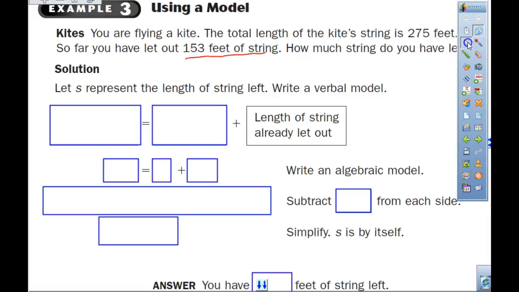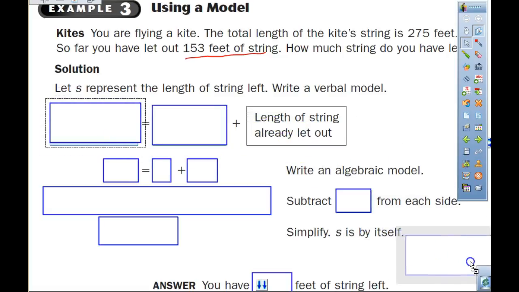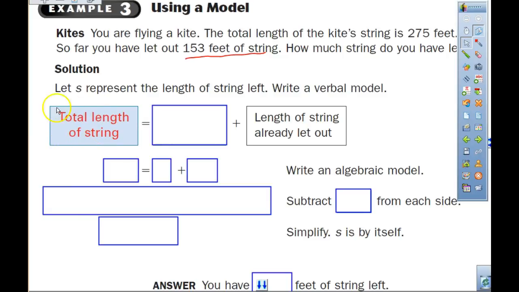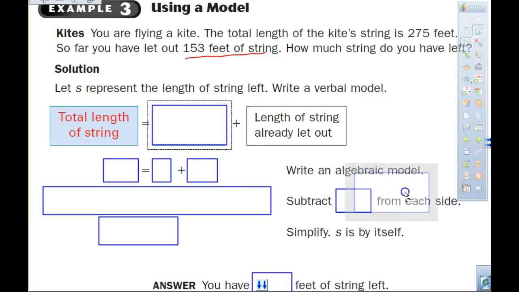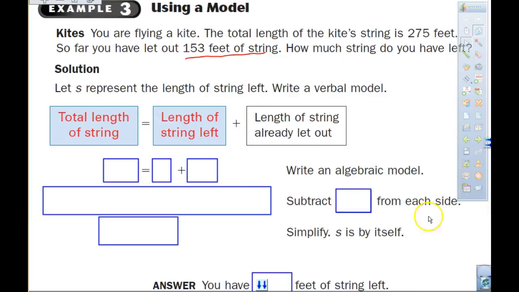So if we are looking at this, S is going to represent the string. What do we know in our question? We know the total length of the string is equal to the string that's left and what we've let out. So when they say a verbal model, all they want you to do is put it in words. Tell what that story problem means. The algebraic model on your homework is simply going to ask you, what was our total string?